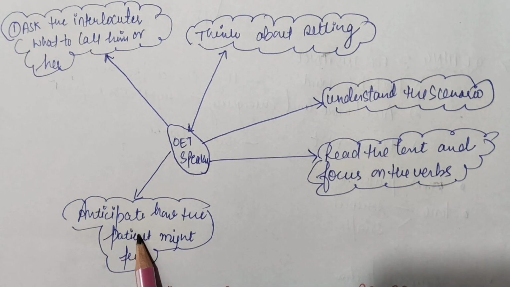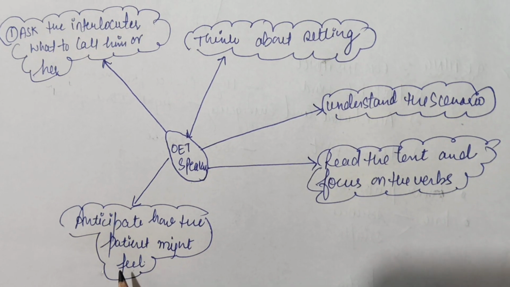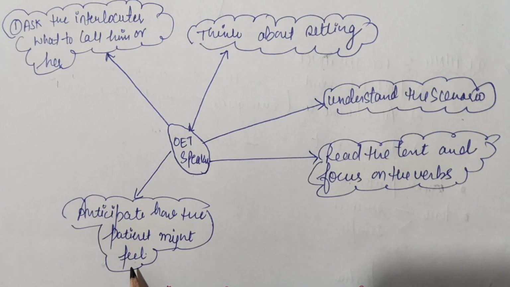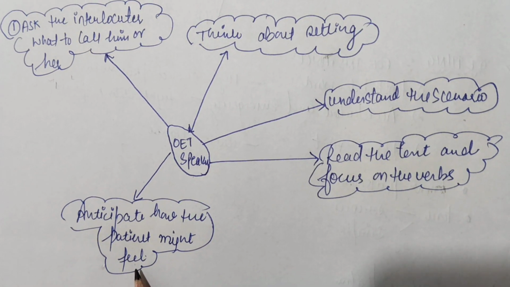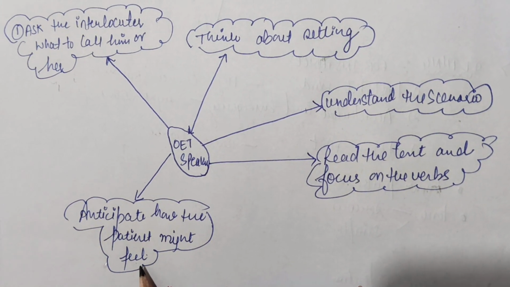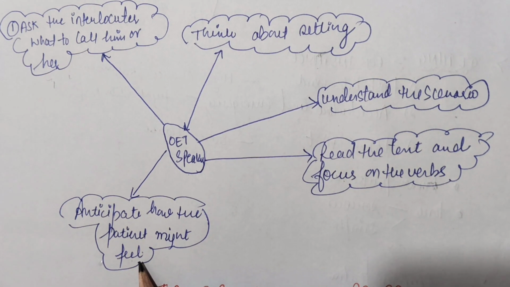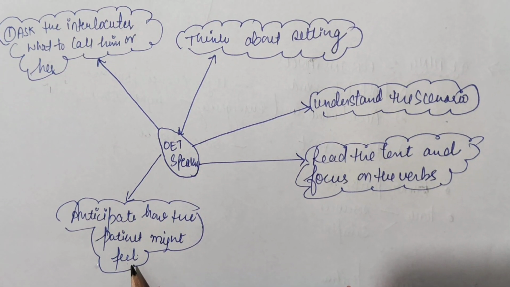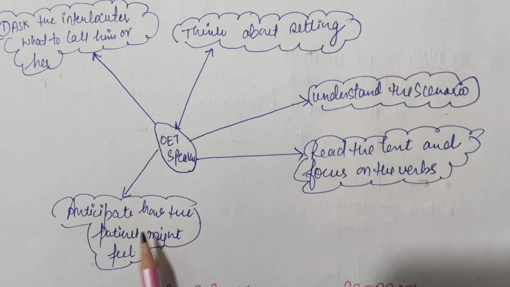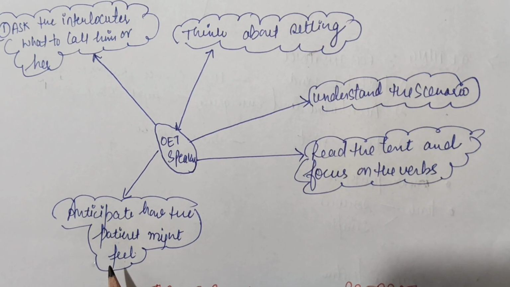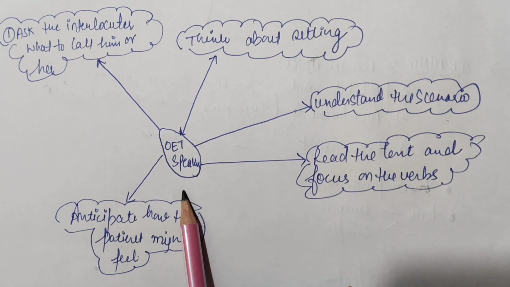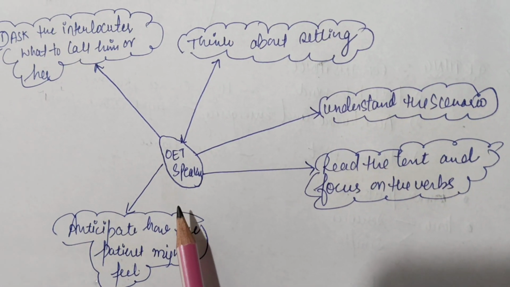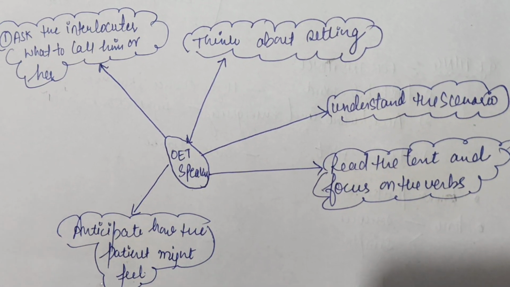Next is anticipate how the patient might feel. In most cases, background history is mentioned, and in that, the patient is nervous. We can ask, how are you feeling today? That is a question for a known case patient. So anticipate how the patient might feel. These are the tips we can use during the 3-minute preparation time for our OET speaking.